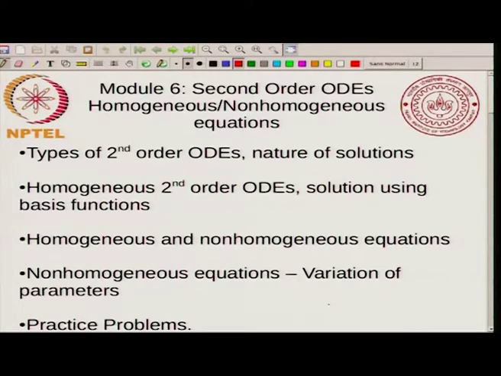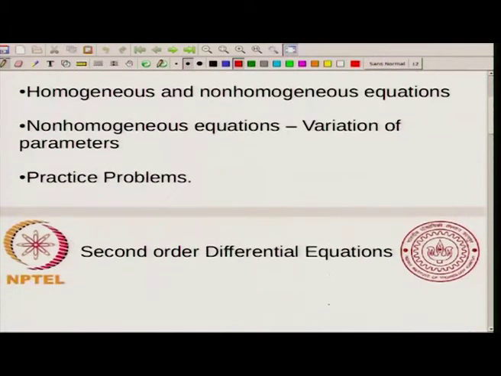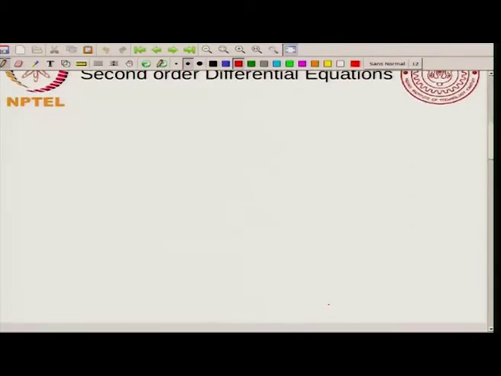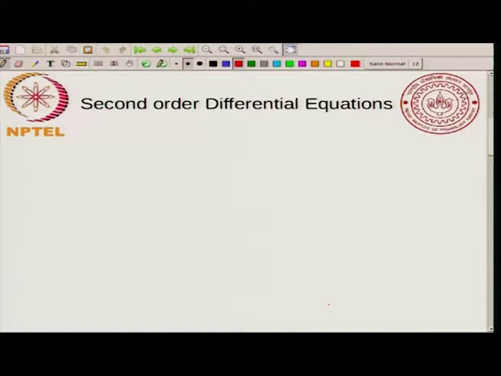Okay. So, let us start the lecture. Let us start talking about second order ODEs. A second order differential equation is characterized by a second derivative. If you have y as a function of x, then a second order differential equation has d square y by dx square. Second derivative is the highest derivative that appears. And second order differential equations are very common in all branches of science and engineering.